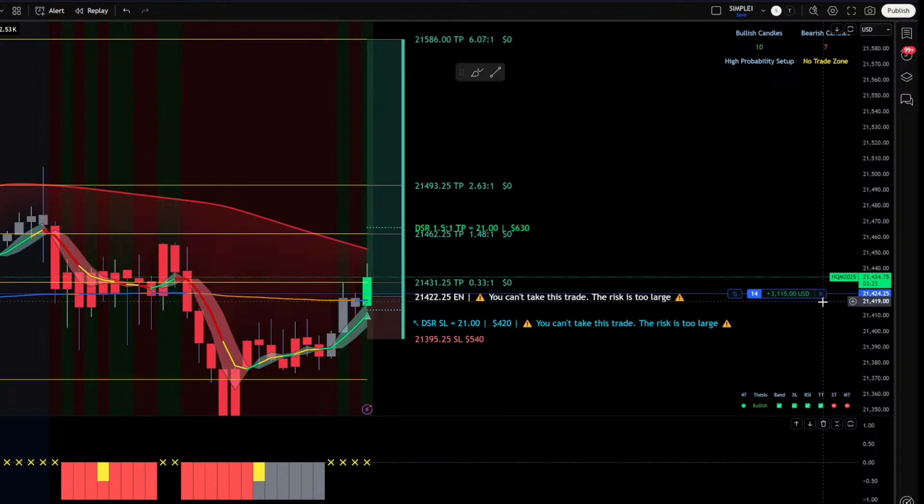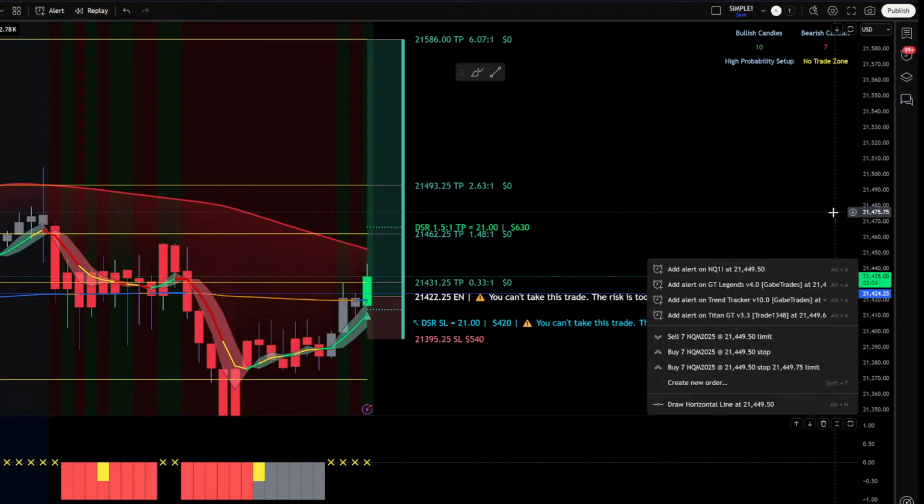Jeez Louise, right? So we took a little over 1,000 on that first leg. We got the second leg here. You got GG right there with the level. I'm gonna go ahead and just play it right here, just underneath this liquidity sweep. And yeah, so I guess we didn't have to wait so long to see that the trade was gonna work, right?